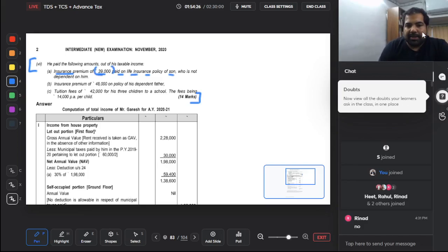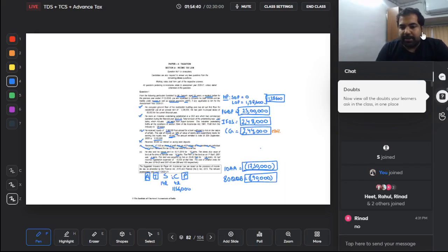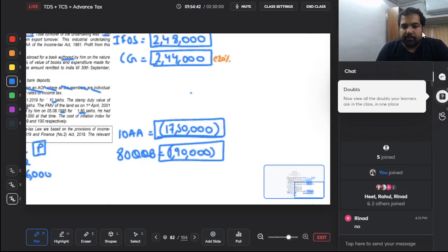80C 39. Let's say this is father, this is life insurance, so we will not take 48. If this was health insurance, we would have taken. Tuition fee, we will take 28,000 because 14,000 only for 2 children. So 28 and 39, 2 deductions we will take under 80C. 28,000 plus 39,000 is 67,000 we will take as a deduction.